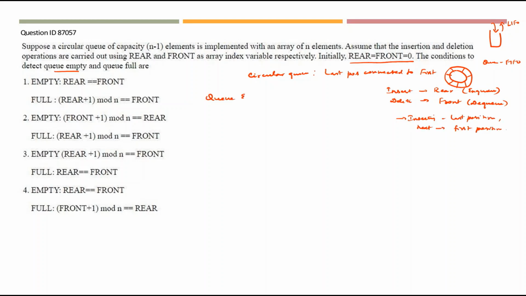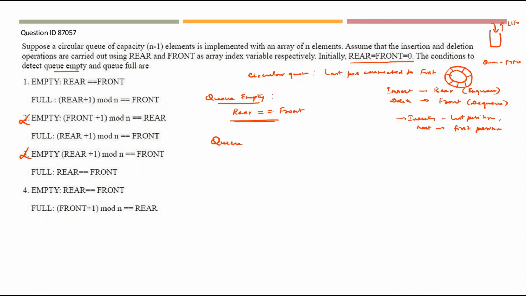So let's start with queue empty condition. When can I say the queue is empty? When both front and rear end up in the same place, or when they have the same index, I can say the queue is empty. They have given initially both have 0, but queue empty condition will be when rear index is equal to front index. So wherever you find empty rear is equal to front, we will keep that option. The rest of the option can be ruled out.